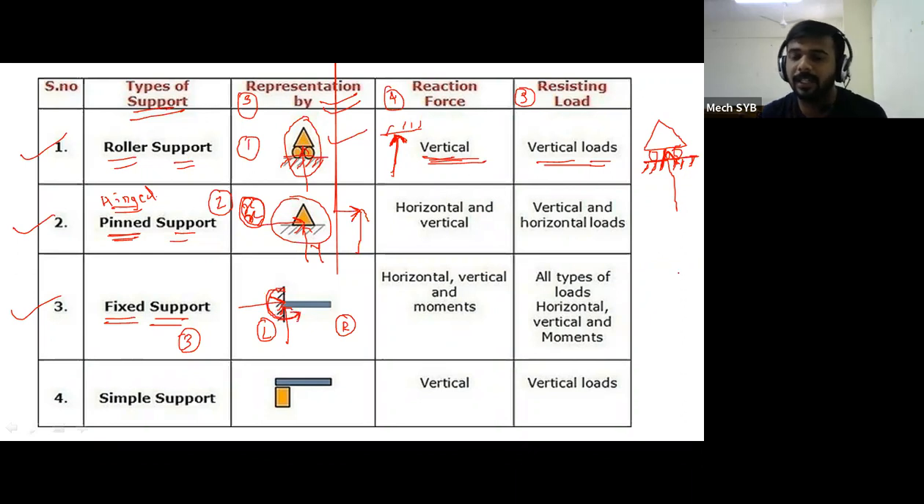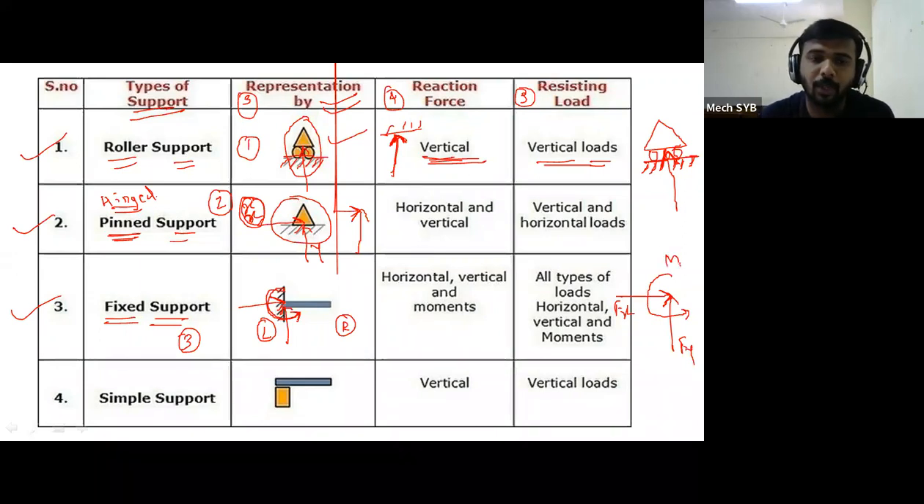म्हणजे इकडे जर मी फिगर काढली तर बघा, there is a 2-3 reaction means one is vertical, another is horizontal. म्हणजे एक झाला Fy, second is Fx, and rotation about their own axis means this is movement. So what is the meaning of the third support? It is having total 3 reactions, that is one is in vertical direction, another is in horizontal direction, and third one is about their own axis.